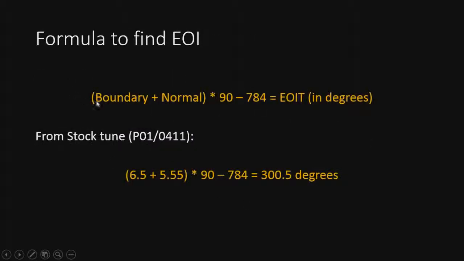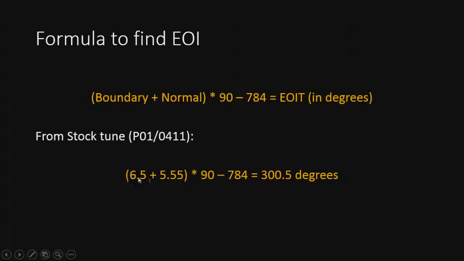All right, so here's our formula. It's going to be boundary plus normal, times 90, minus 784. That's going to give us our EOIT in degrees, or end of injection target. The actual from the stock tune PO1 is going to be 6.5 plus 5.55. Multiply that number by 90, subtract 784, and we're going to see that it's 300.5 degrees, which is way before the intake even opens on a stock engine. That's actually interesting to note, because the fuel actually sits on the backside of a closed intake valve before it even opens. So we'll jump right into the tune.